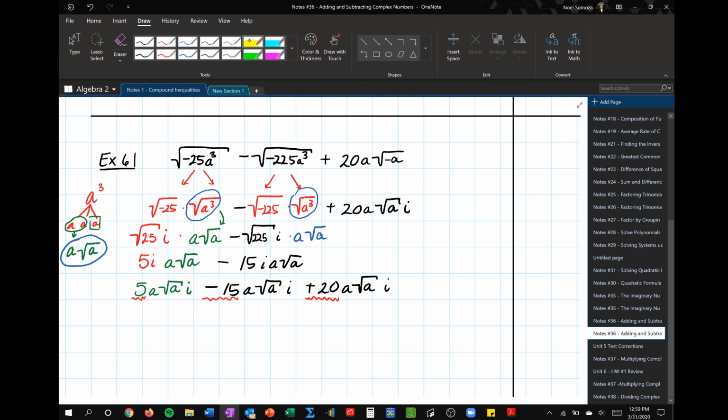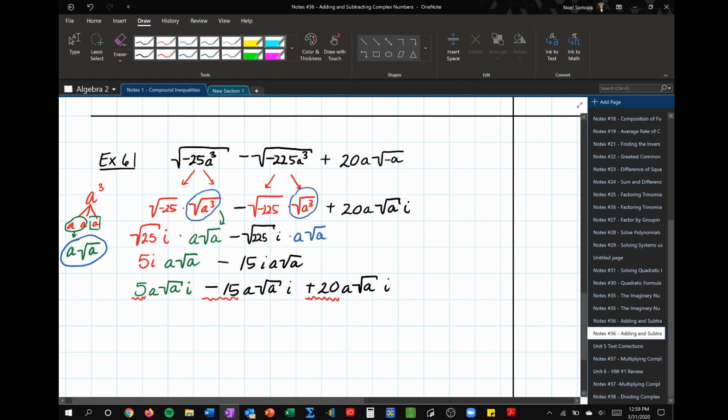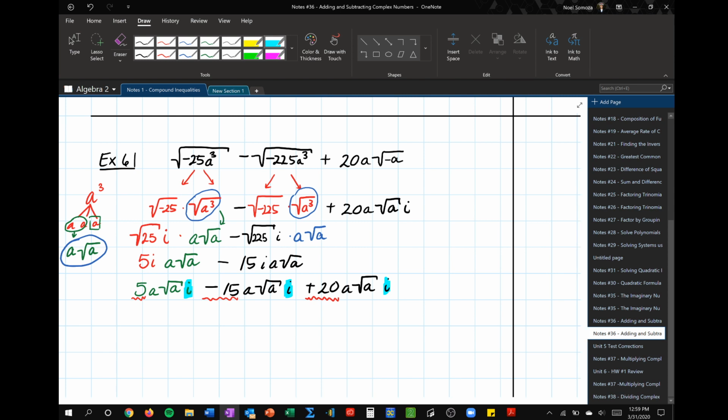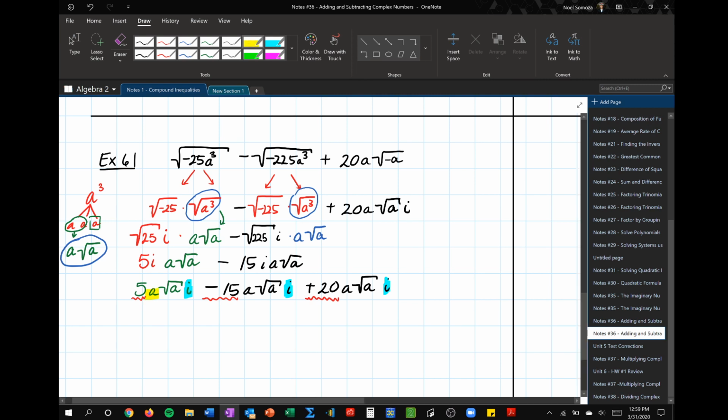Now, coefficients can be combined only if what? They have to have everything else be the same. First of all, do they all have imaginaries? Because if they don't all have imaginaries, then you can't combine them with anything. But this one has imaginary, this one has imaginary, this one has imaginary. Because they all have imaginary, we can combine them together, only if they have the same variables, the same terms. Well, let's check. Do they all have a? Yes. Do they all have square root of a? Yes.